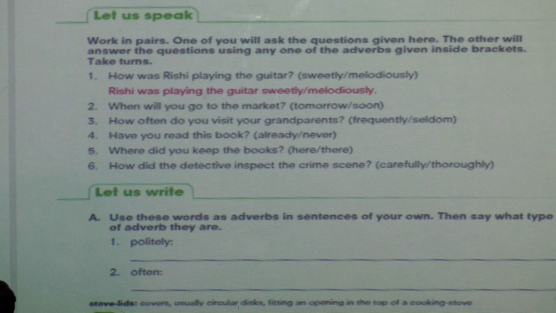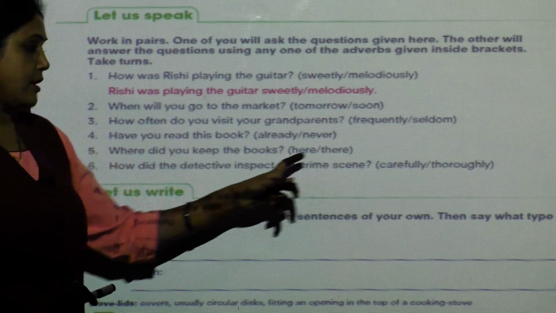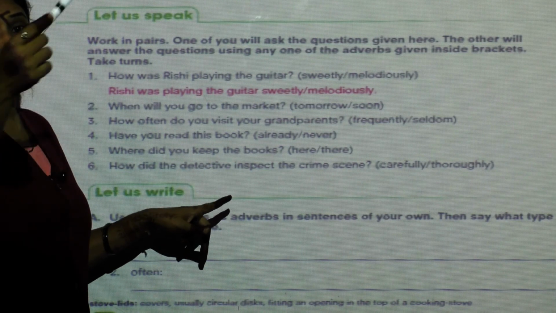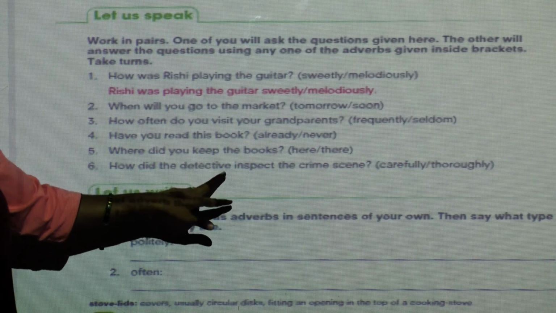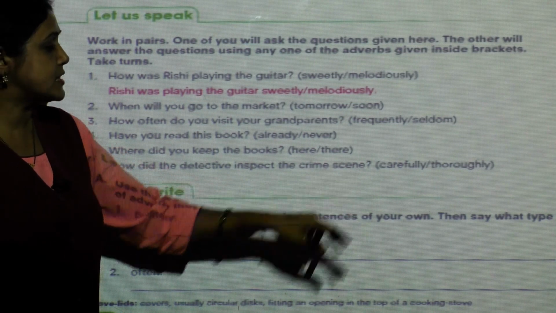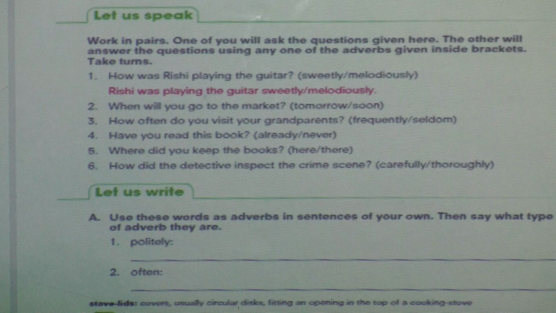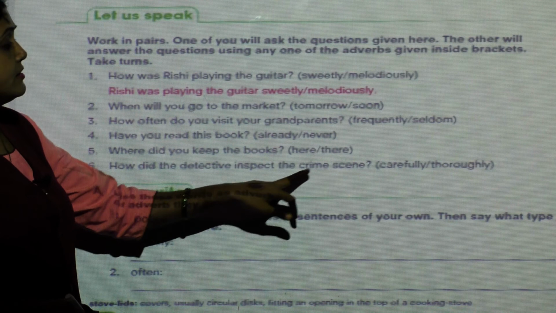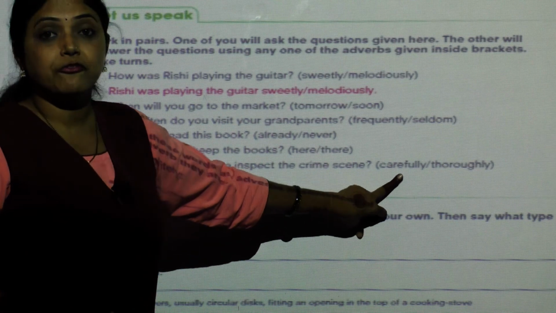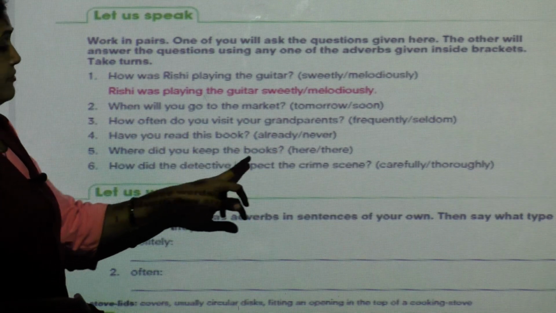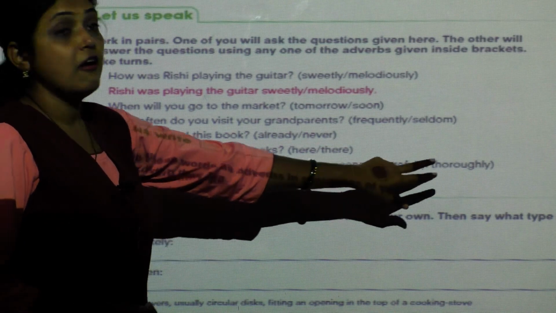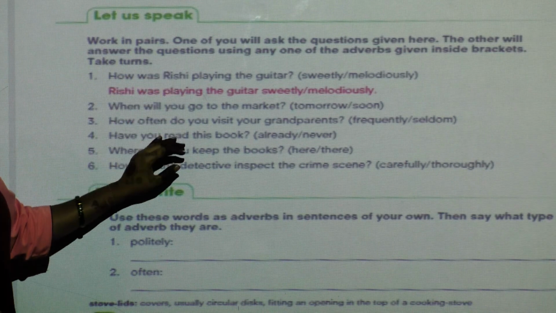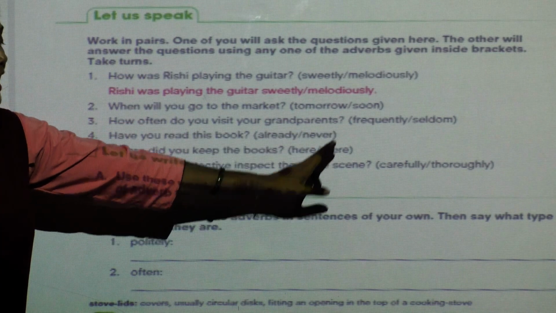Where did you keep the books? Here and there. I kept the books here. I kept the books there. How did the detective inspect the crime scene? Carefully and thoroughly. The detective inspected the crime scene carefully. The detective inspected the crime scene thoroughly. Okay, so this way you have to answer these questions and you have to use the adverbs given in the brackets.